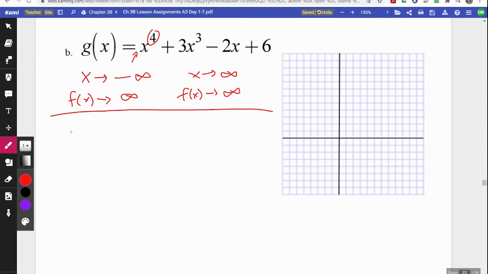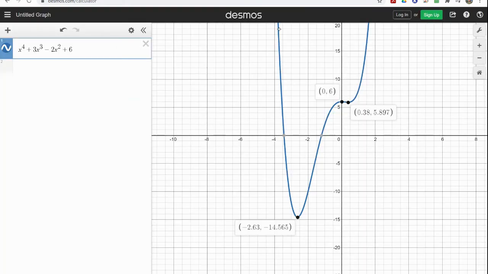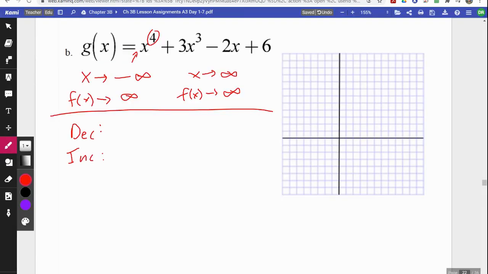Let's do increasing, decreasing next. I'll do decreasing, increasing. The order doesn't matter. As we look, we see our graph starts really high and it's going down. So it's decreasing the whole time until it hits negative 2.63. So decreasing from positive infinity to negative 2.63, definite point.